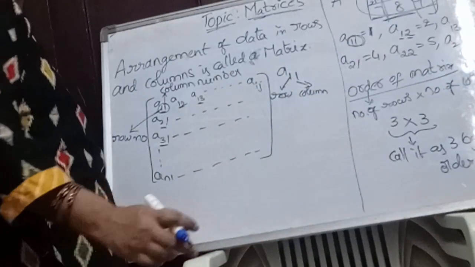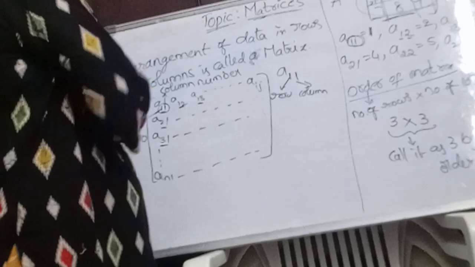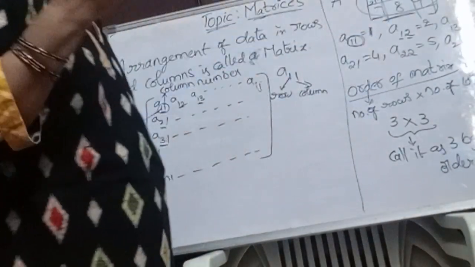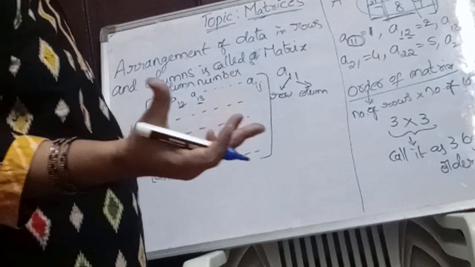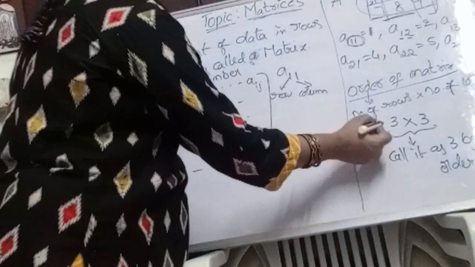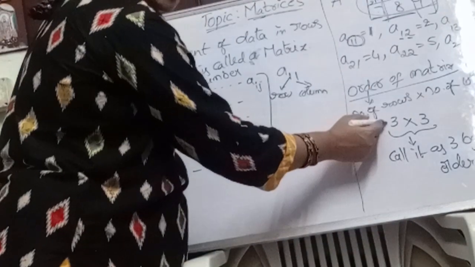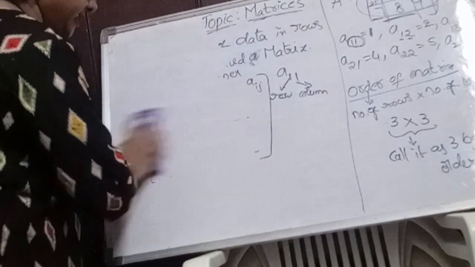What does it mean? The product of rows and columns is called the order of the matrix, and the order of the matrix is given by the number of rows into columns. Here for this example, I got 3 by 3, and we will read it as 3 by 3 ordered matrix.